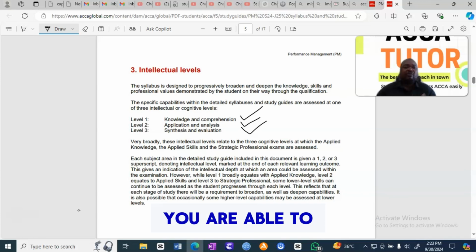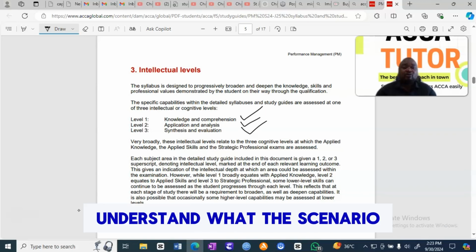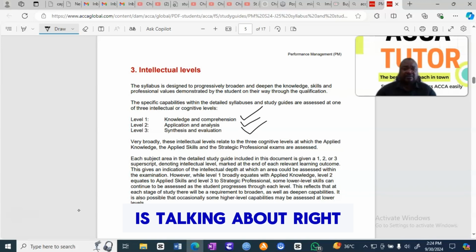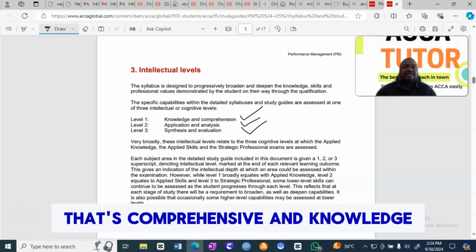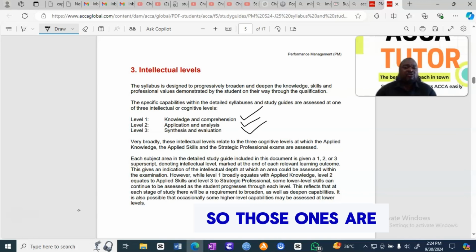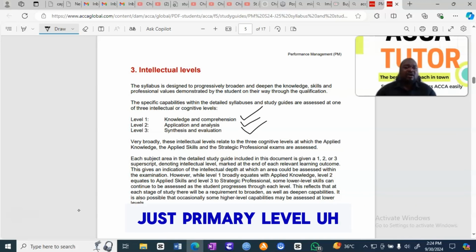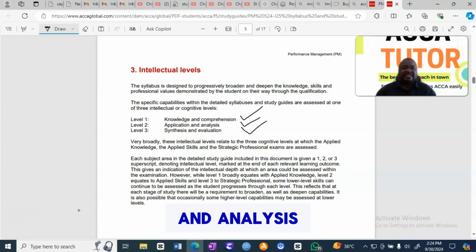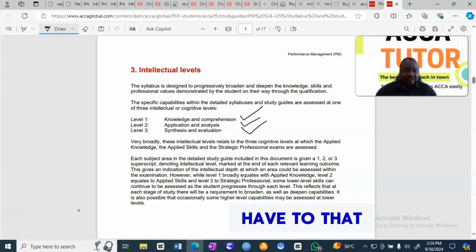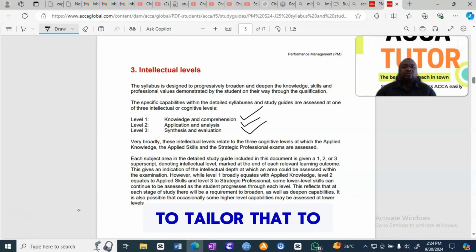All right, you are able to gather as much data. When you are given a scenario, you are able to understand what the scenario is talking about. All right, that's comprehension. And knowledge simply based on the theory. So those ones are just primary level requirements. Now, when we go to level 2, application and analysis, we are going to be given a scenario. You then have to apply the knowledge you have to that, to tailor that to the scenario or the problem at hand.